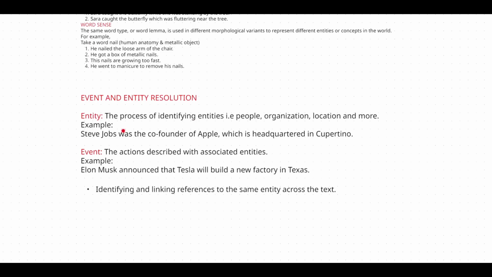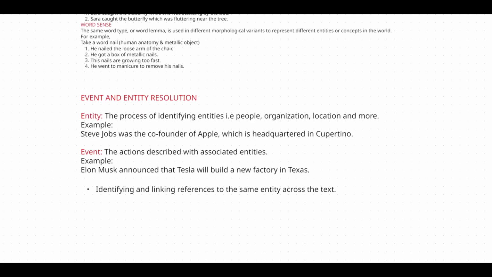So what is meant by event then? Events are nothing but actions. Then what is meant by event resolution? Event resolution is nothing but the process of identifying the actions described with associated entities. Okay, actions. If a particular text is given and you find some action in that text, then it will come under an event. So mostly verbs are considered as events when a particular text is given.